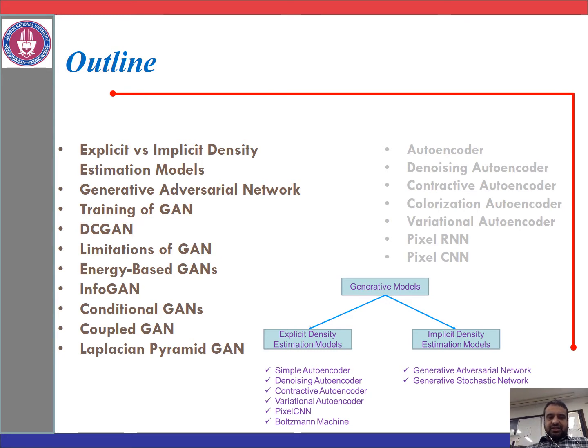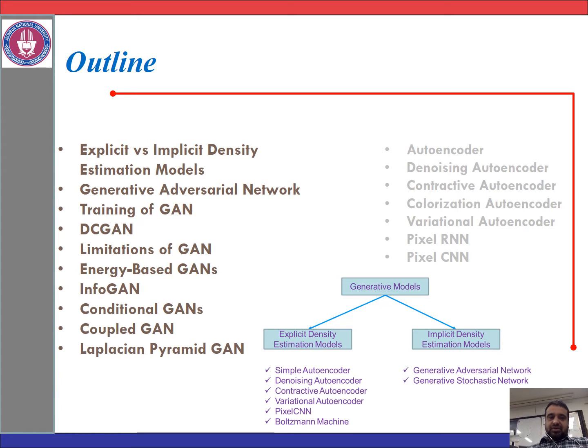The content of this lecture is based on the comparison between explicit and implicit density estimation. Then I will talk about the definition of the generative adversarial network, and then the training procedure of the generative adversarial network and the modified version of the generative adversarial network that is called deep convolutional generative adversarial network.